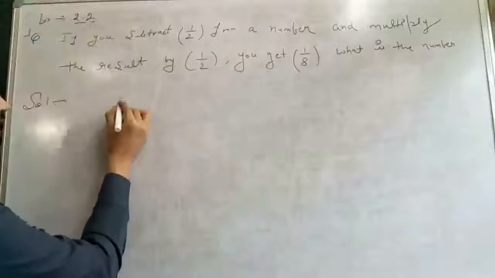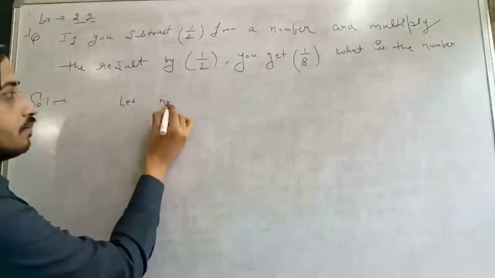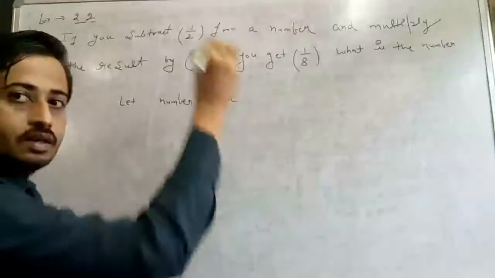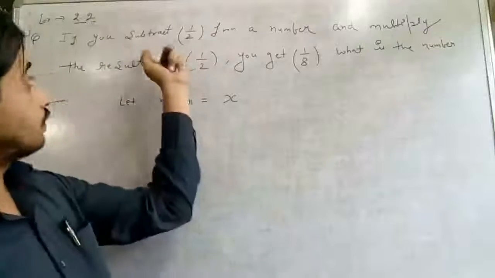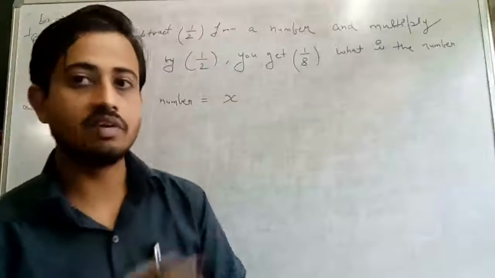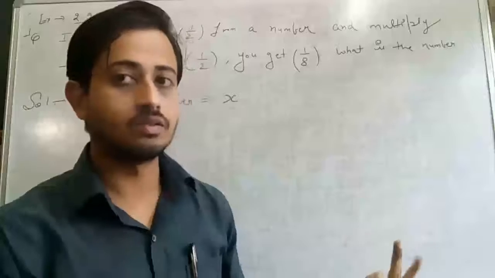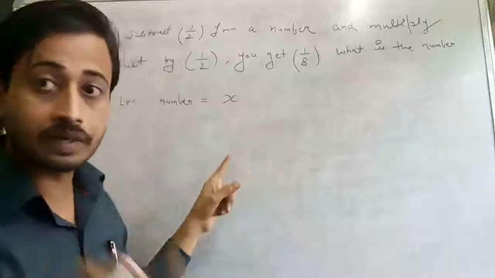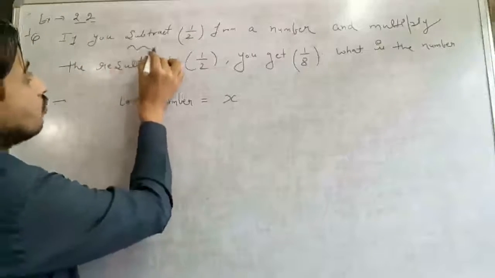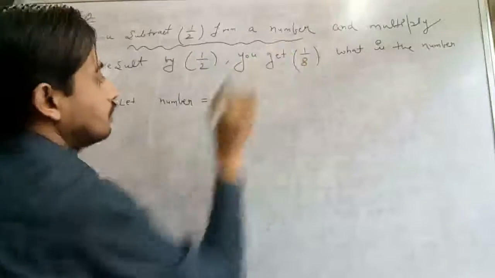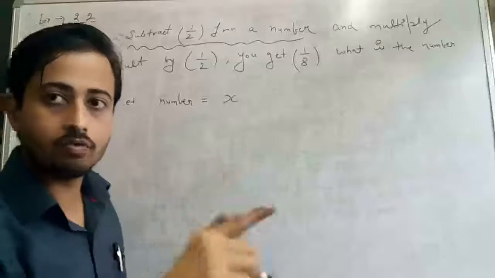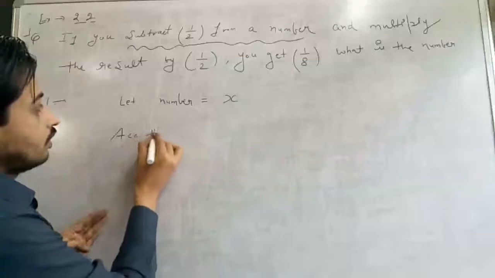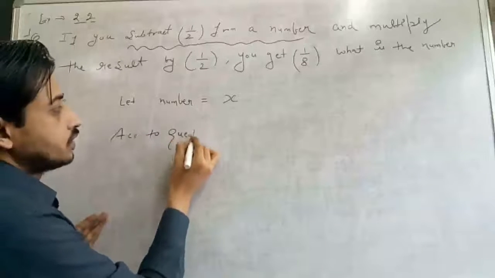So let the number be x, because we have to subtract 1 by 2 from a number, and we don't know the number. So I have let the number be x. Now I have to subtract 1 by 2 from a number. So I have to subtract 1 by 2 from my number. My number is, according to the question.